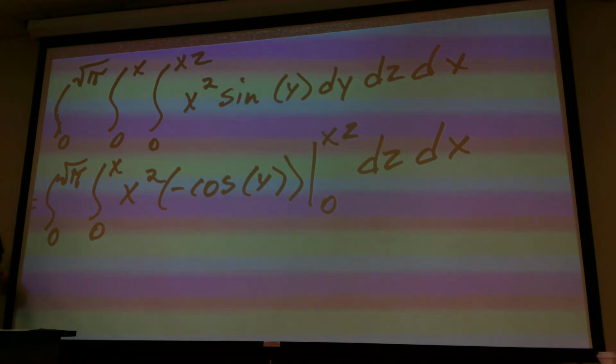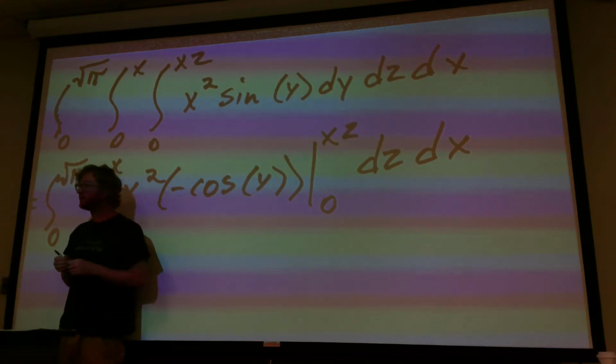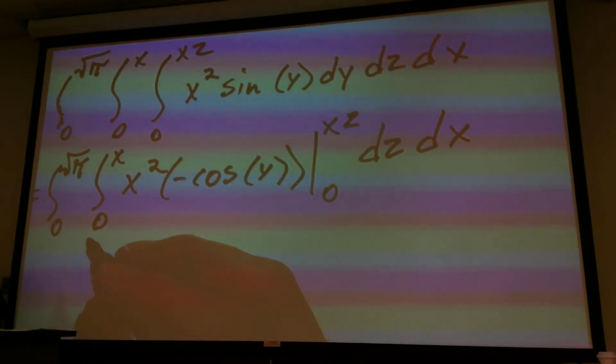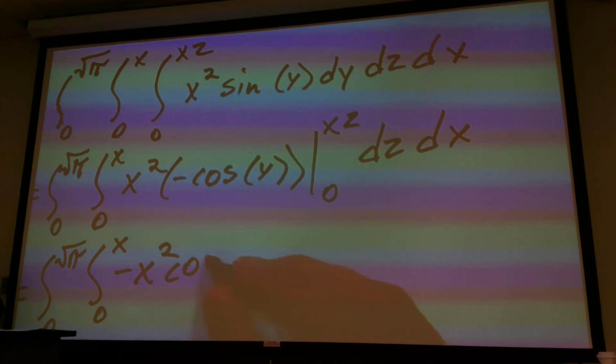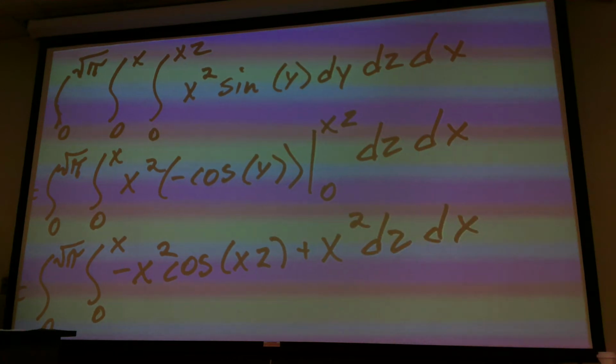Okay? So now you're going to plug in xz and 0 into this. But remember, cosine of 0 is 1. So that becomes the integral from 0 to the square root of pi, the integral from 0 to x. Now this is going to be negative x squared cosine of xz. And cosine of 0 is 1. But remember, we're doing subtraction, it's already negative, so that's plus x squared dz dx.